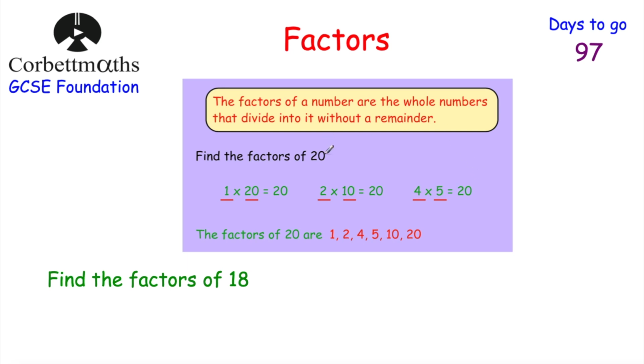So that means the factors of 20 would be 1 and 20, 2 and 10, and 4 and 5. And I would tend to write them in order: 1, 2, 4, 5, 10, and 20. So you can divide 20 by all of these numbers without having a remainder.